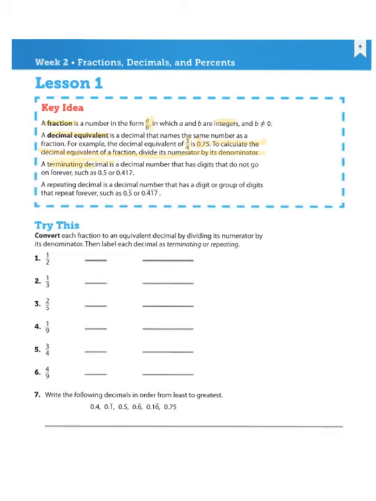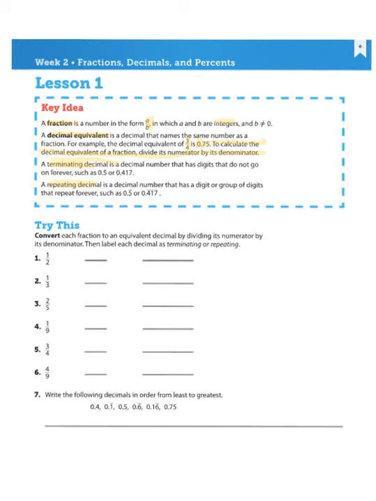A terminating decimal is a decimal number that has digits that do not go on forever, such as 0.5, 0.417. A repeating decimal is a decimal number that has a digit or a group of digits that repeat, such as 0.5 repeating or 0.417 repeating. So on the try this, we're going to convert each fraction to an equivalent decimal by dividing its numerator by its denominator, and then label each decimal as terminating or repeating. So we have 2 parts here.